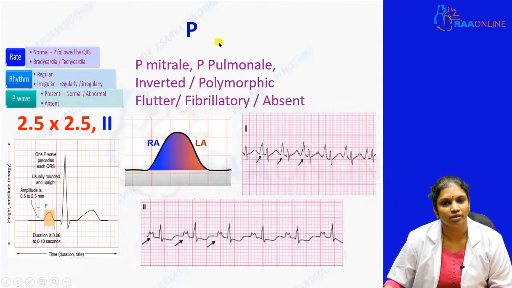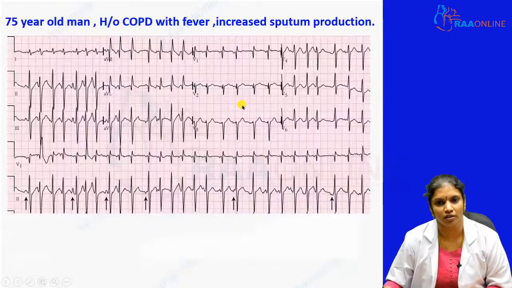The other abnormalities that can occur with P wave are it can be inverted or polymorphic, or the P wave in turn can take the shape of a flutter wave, fibrillatory wave, or it can be completely absent.